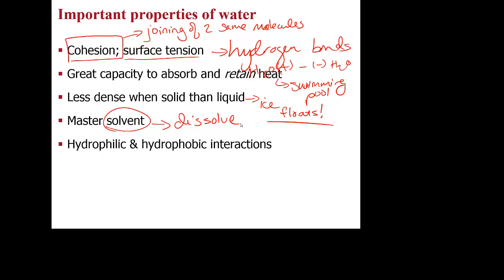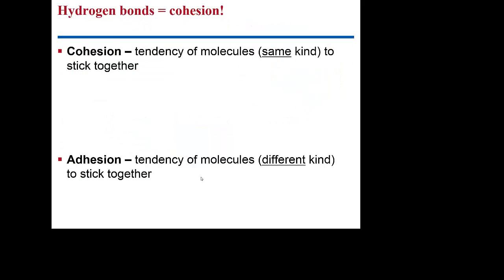Hydrophilic and hydrophobic interactions. These are critical to the formation of your cells. Philic means like, phobic means hate. Hydro is water. So molecules that are hydrophilic are water likers. Molecules that are hydrophobic are water haters. We're going to have to deal with these in your body and in the rest of the environment in which you come into contact. So cohesion, we mentioned, the same kind of molecules sticking together.